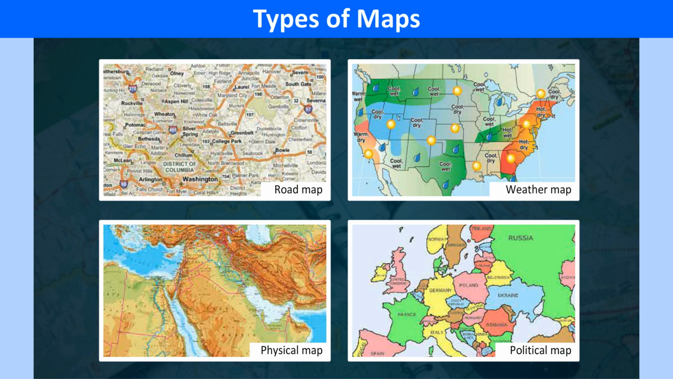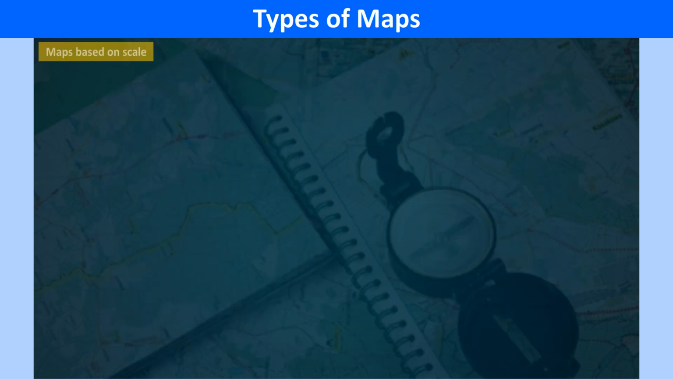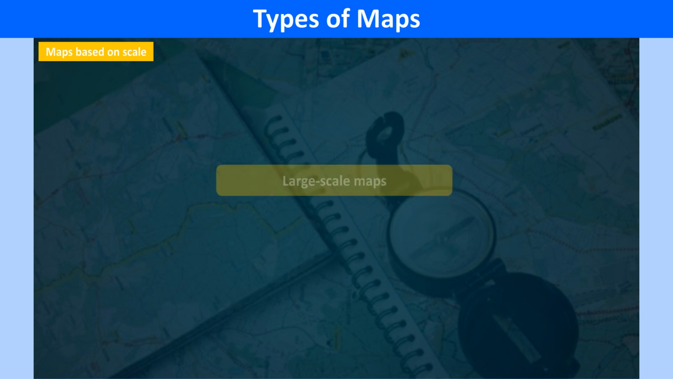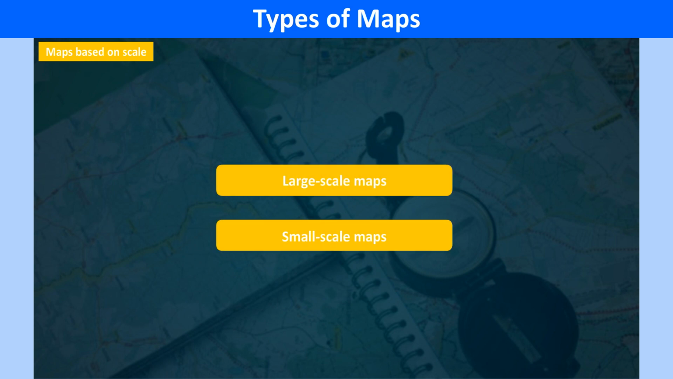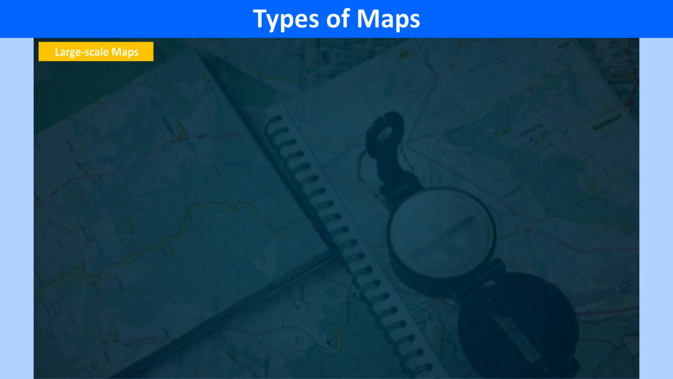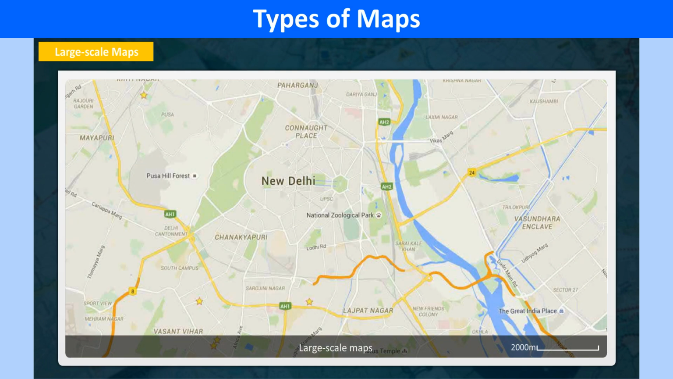Scale is another criterion that is used to classify maps. Maps based on scale. Maps are largely divided into two broad categories: large-scale maps and small-scale maps. Large-scale maps. These are maps that show small areas in greater detail. These use a smaller scale. For example, 1 centimeter is equal to 10 kilometer.